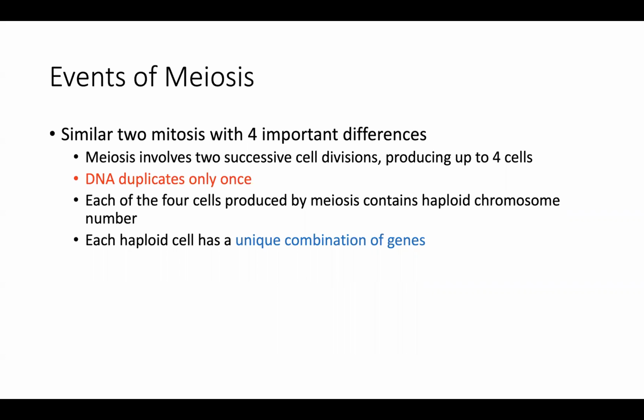The next difference is each of the 4 cells produced by meiosis are going to contain a haploid chromosome number. Jot that down. Meiosis generates 4 cells that contain a haploid chromosome number, which is distinctly different than what's happening during mitosis. And then each haploid cell that is generated will have a different combination of genes. They're all going to be unique combinations of genes from mom and dad.